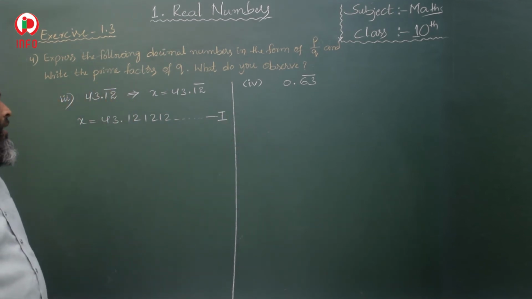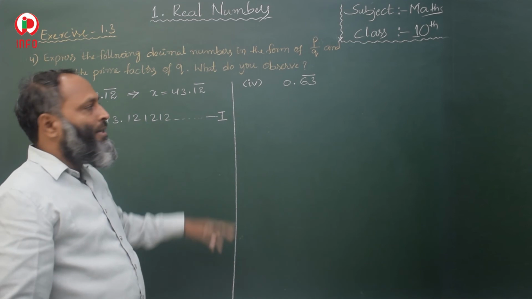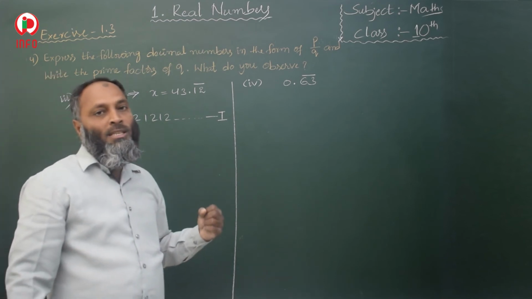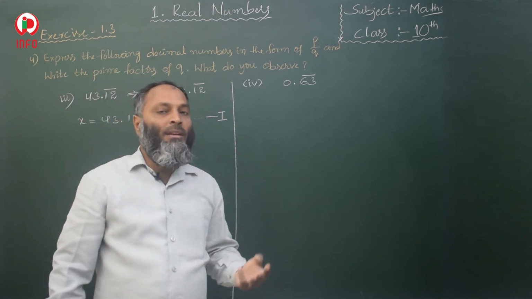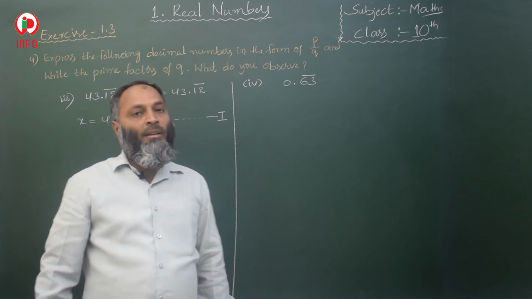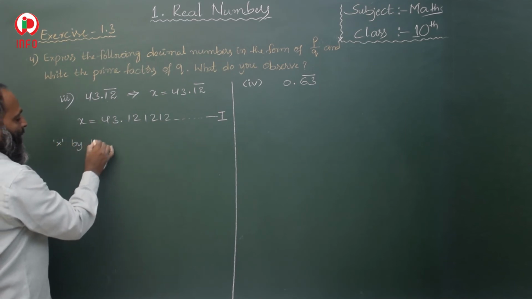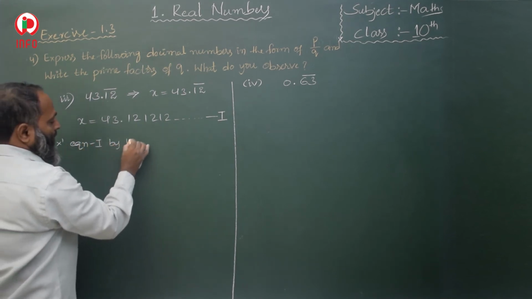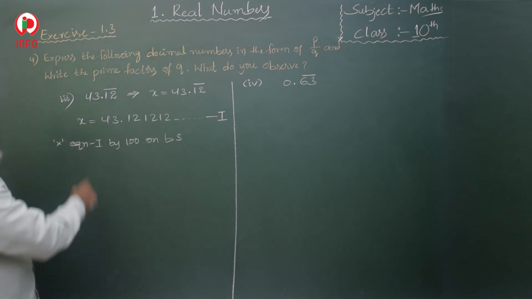After that we have to check after how many places we have a bar. Here, on 2 places we have a bar. If on 2 places we have a bar, multiply with 100. If on 3 places bar is there, multiply with 1000. On 4 places, multiply with 10,000. On 1 place, multiply with 10. Here on 2 digits we have a bar, so multiply equation 1 by 100 on both sides.